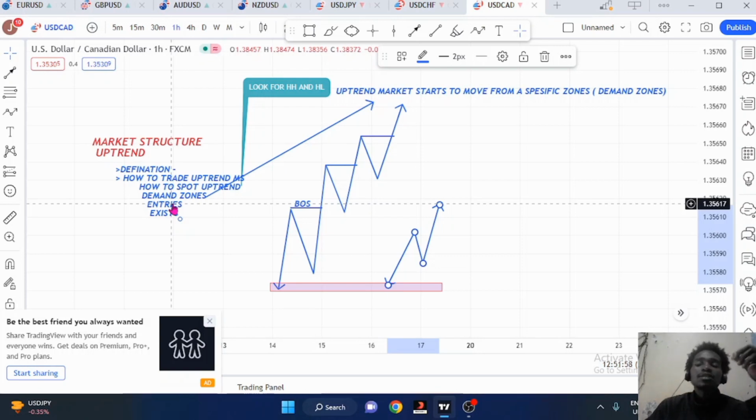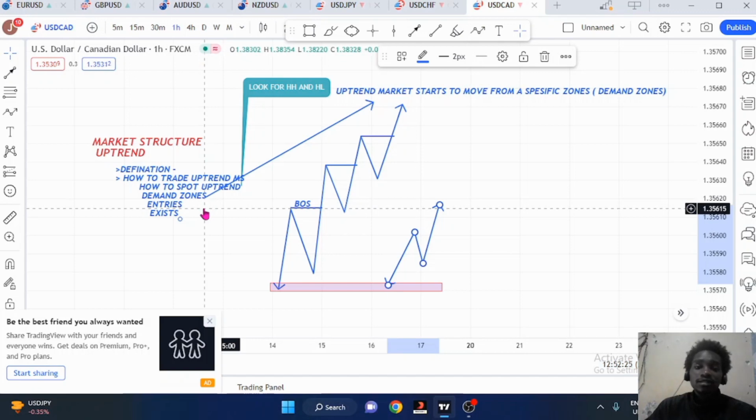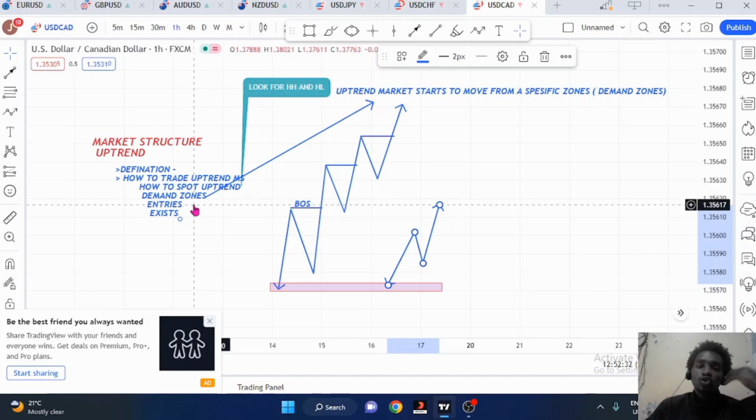What are your entry confluences? What guides you, or what tells you that it is now time to press that buy button? You have to have what you call entry confluences. You can use candlestick patterns, whereby you can have a bullish engulfing candlestick, or you can use what I use personally. I use what we call change of character, and I will show you.